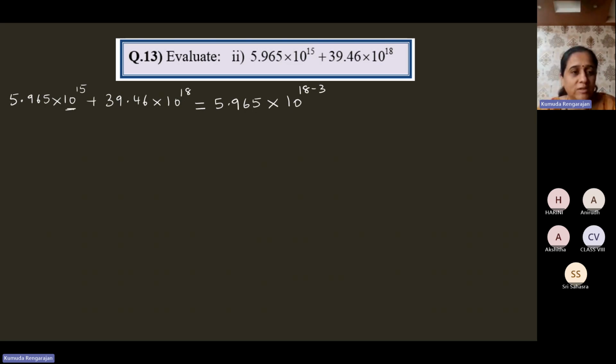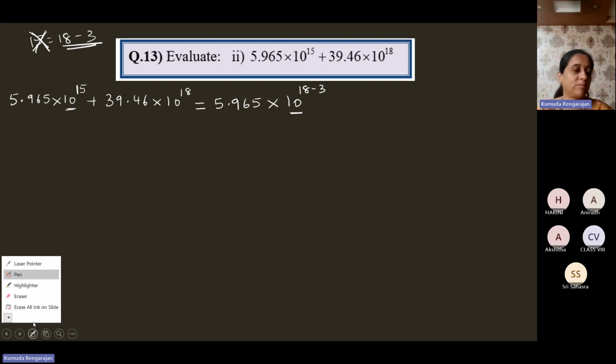What do we have here? 10 to the power 15. But I'm writing it as 10 to the power 18 minus 3. It's the same. 18 minus 3 is 15. Instead of writing this power 15, we write 15 in a different way using 18. What is 15 equal to? 18 minus 3. So instead of 15, you're writing 18 minus 3. Now all of you must tell me if I'm clear.